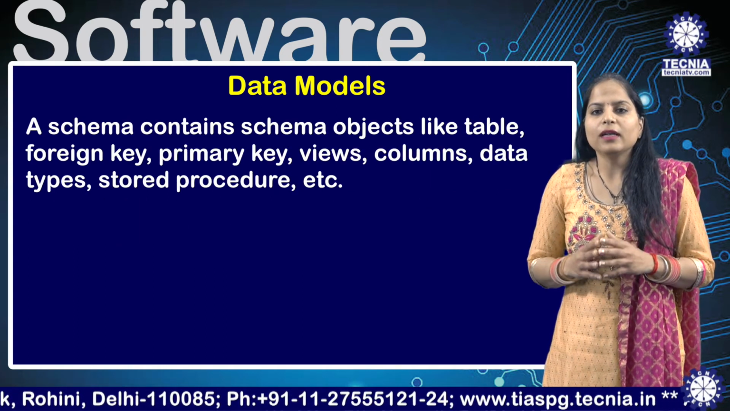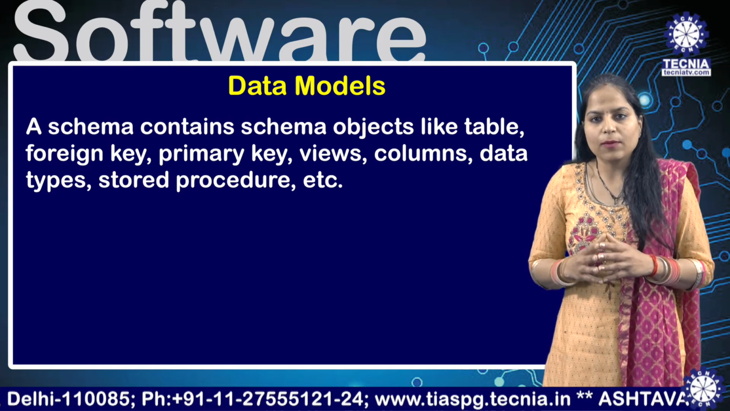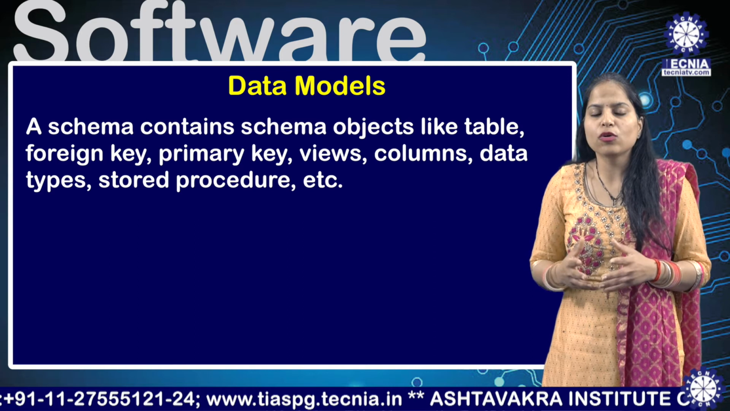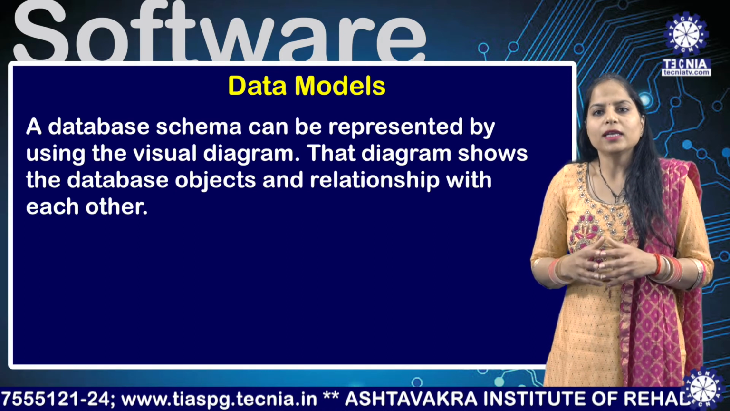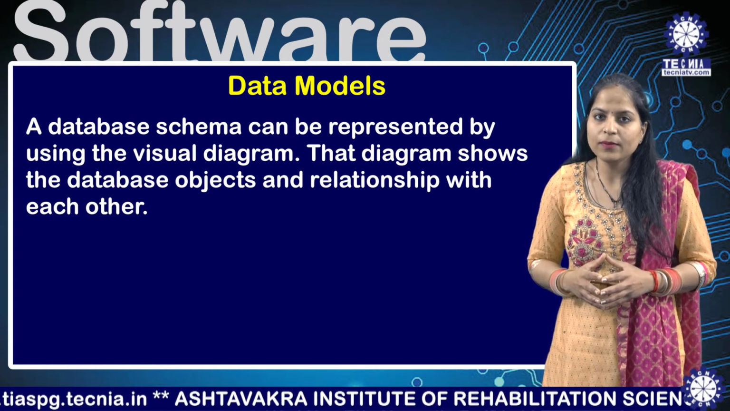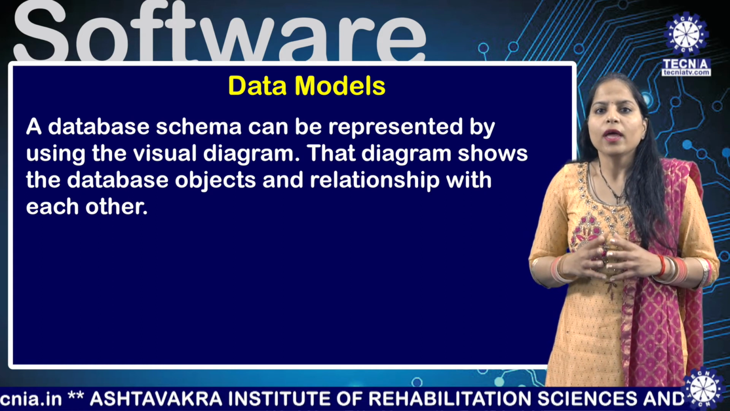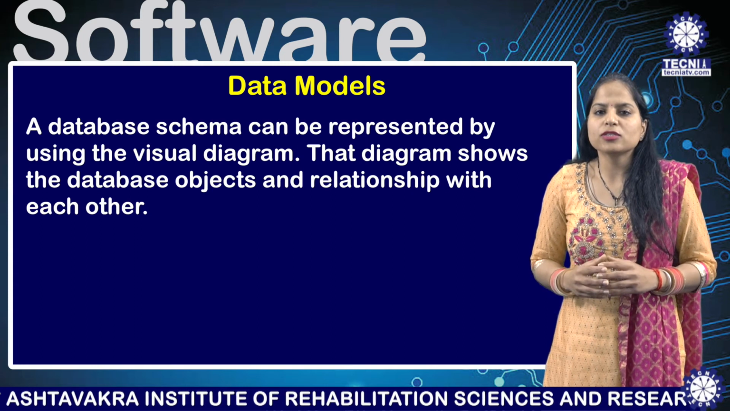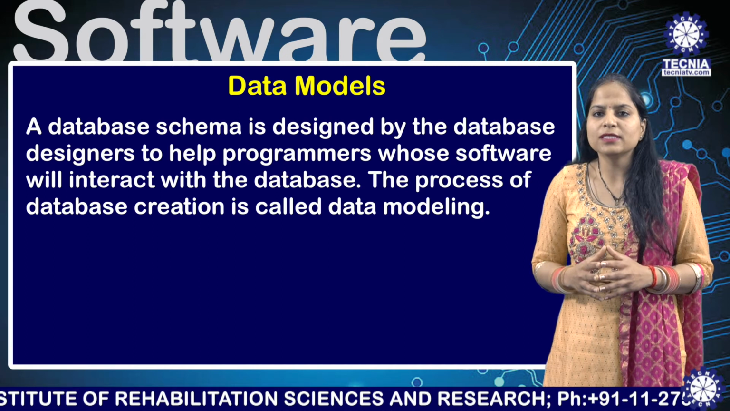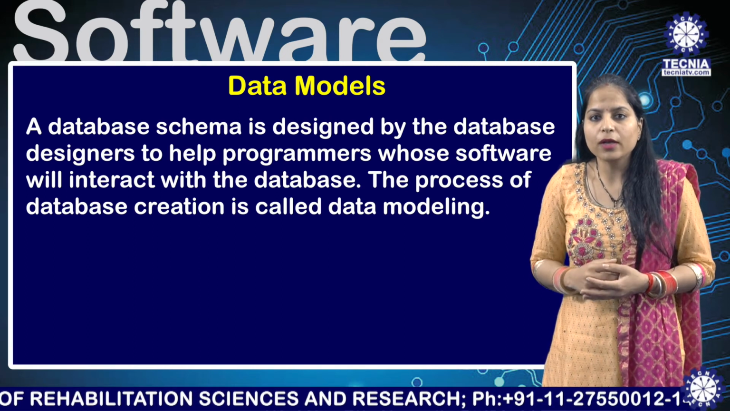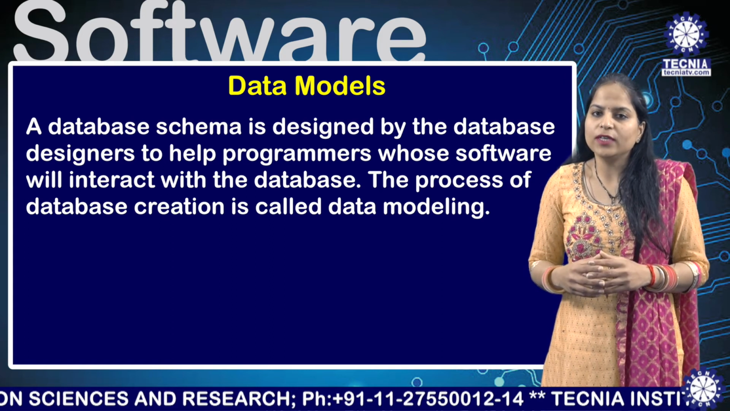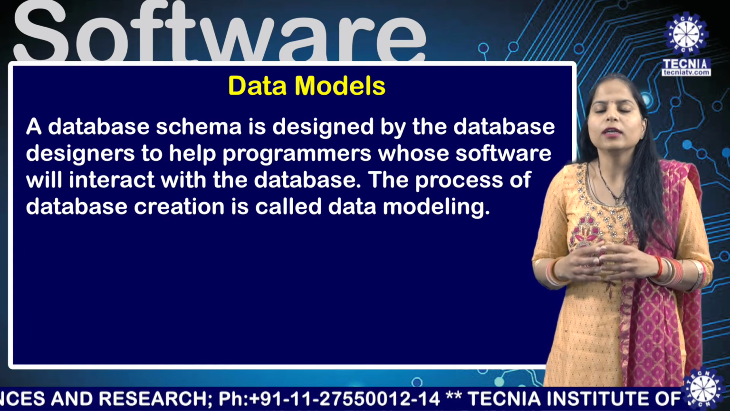A schema contains schema objects like table, foreign key, primary key, view, column, data type, stored procedure, etc. A database schema can be represented by using a visual diagram. That diagram shows the database objects and their relationships with each other. A database schema is designed by the database designer to help the programmers whose software will interact with the database. The process of database creation is called data modeling.